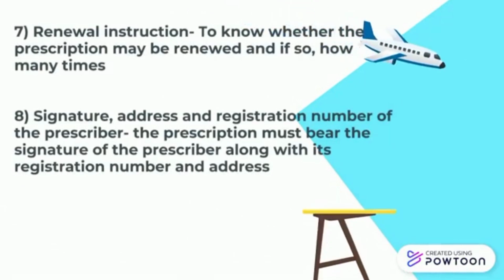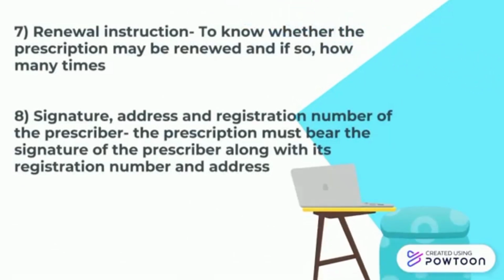Seventh, renewable instruction. This is to know whether the prescription may be renewed and if so, how many times. Last, signature, address, and the registration number of the prescriber. The prescription must bear the signature of the prescriber along with the registration number and address. This is to prevent the misuse of prescription.